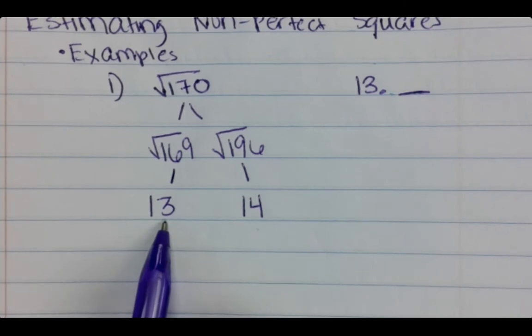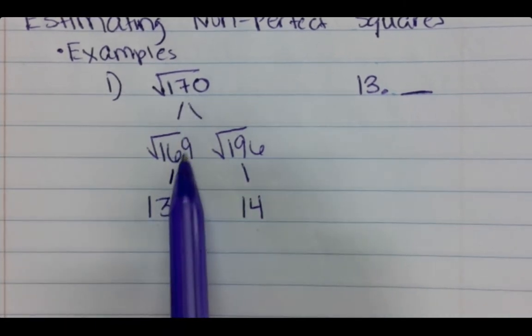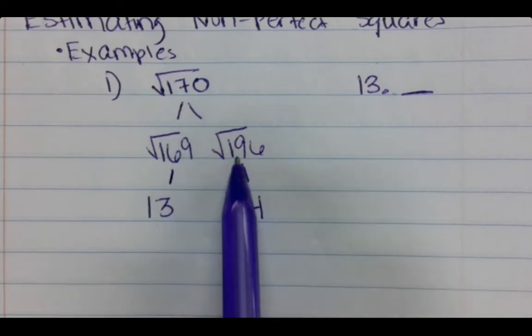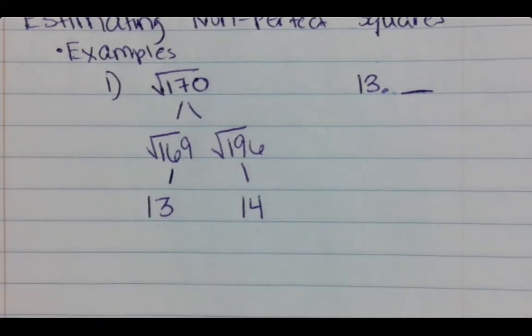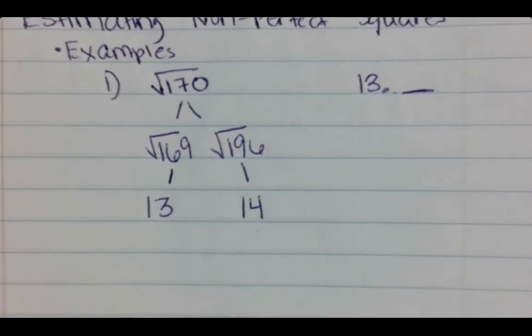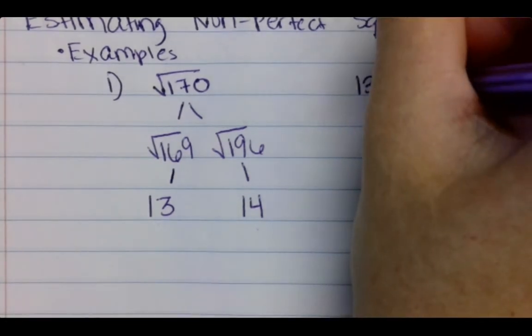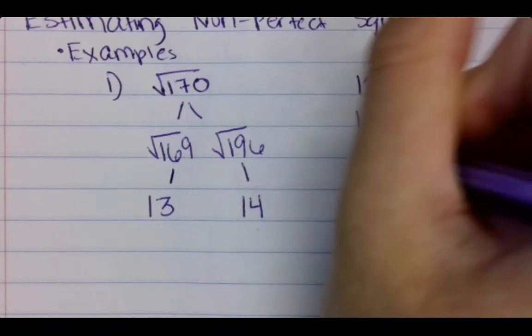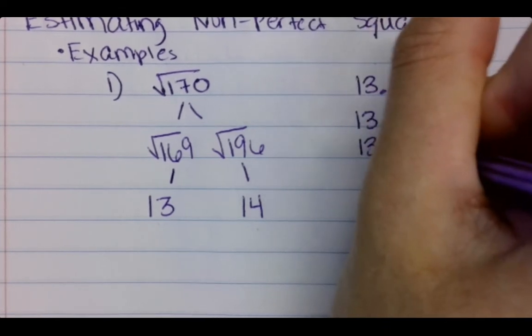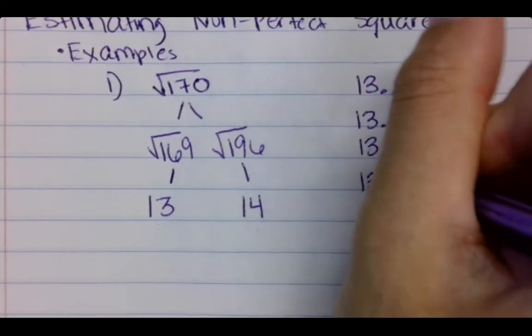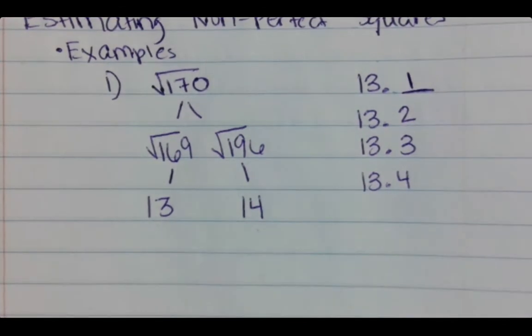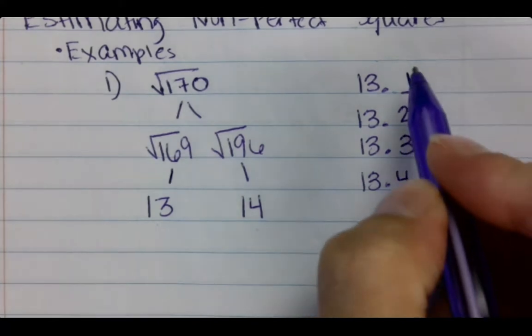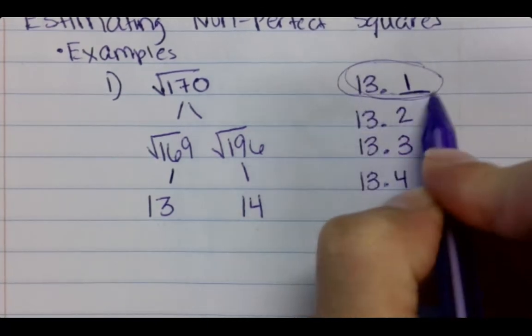Alrighty? So is 169 closer to 170 or is 196 closer to 170? 169. So it's going to be in that small range. So 13.1, 13.2, 13.3, or 13.4. Just like our very first example, right? It's pretty darn close. So let's start with our smallest.